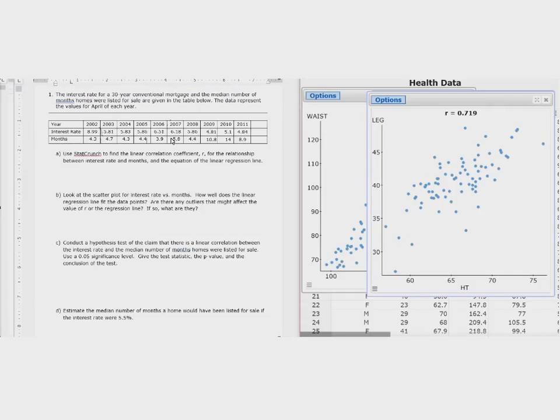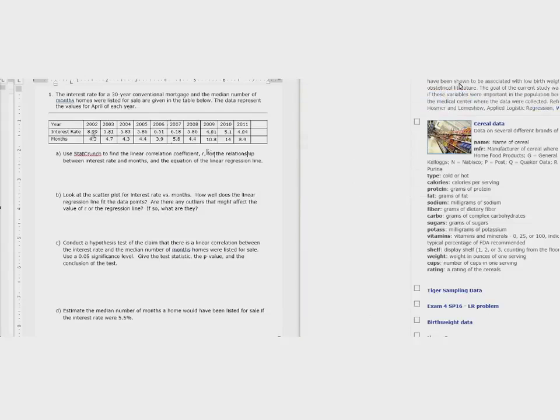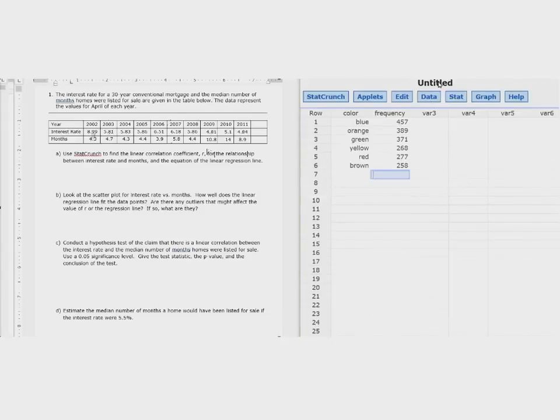So here's a linear regression problem. And what we're looking at here is the mortgage rate, the mortgage interest rate, versus the number of months homes were listed for sale. And we want to see if there's a relationship between those two. So I already went to StatCrunch and typed in the data that's in this table. And for this one, since we're only talking about the interest rate and the months, I didn't type in the years. I didn't need to do that.